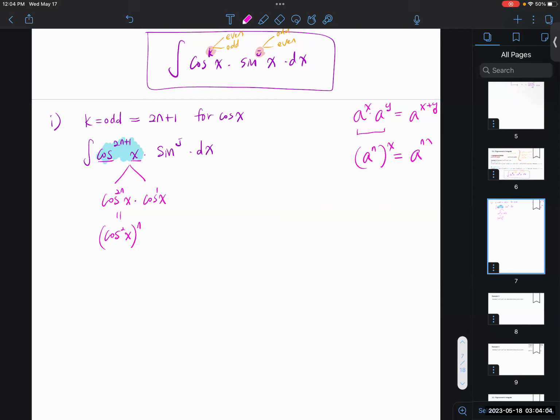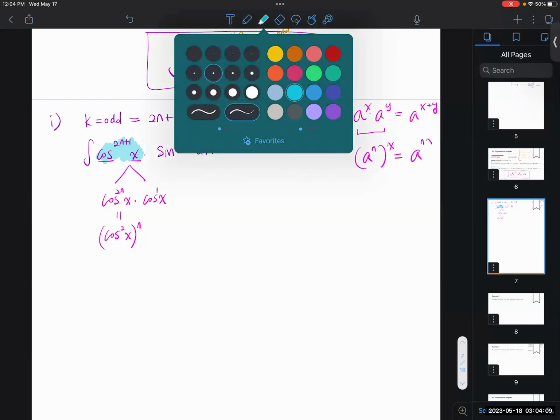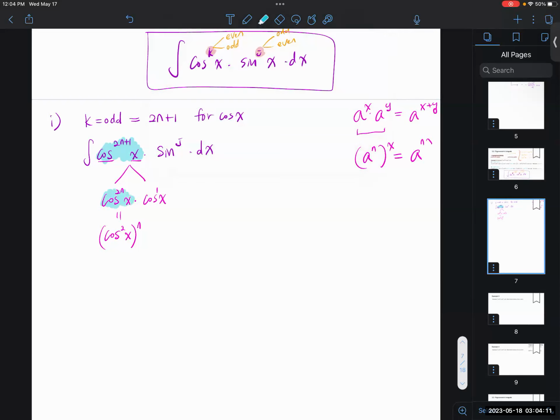So let me write it again. 2 inside, and then you have n outside. So we can separate it first, and then I have 2 inside and n outside. So we keep cosine x right there. And then I'm going to write the rest of the information: integral sine j x dx.